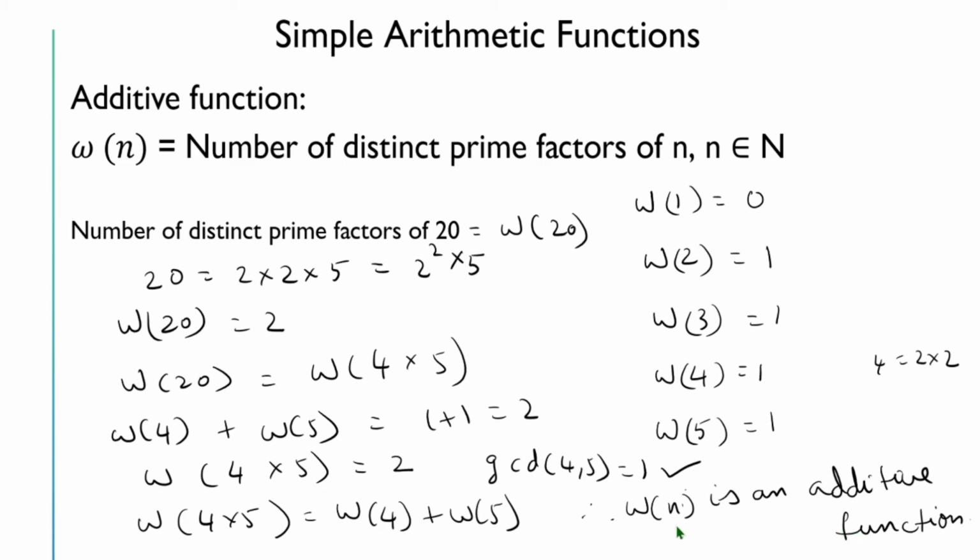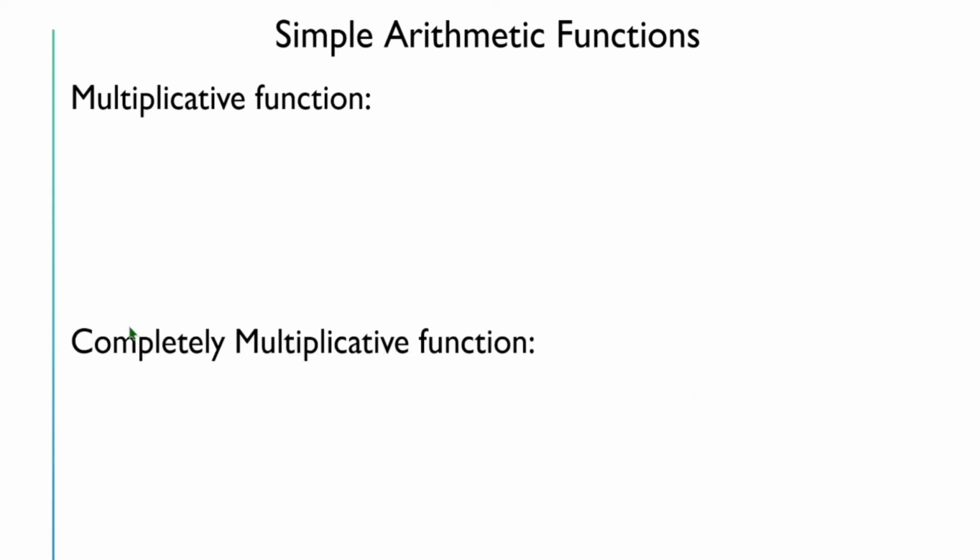The condition for an additive function is that for any two natural numbers a and b which are relatively prime, we should have f of ab equal to f of a plus f of b. Here, for the function omega of n, the number of distinct prime factors of n, we have omega of 4 into 5 equal to omega of 4 plus omega of 5. Therefore, we can say omega of n is an additive function. I hope this is clear. Now we will see what is a multiplicative function and a completely multiplicative function.